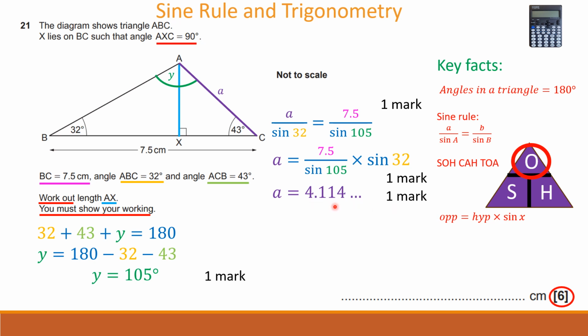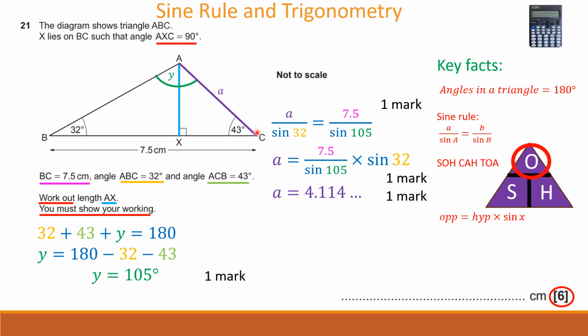You will need to use the entire of this value here when we're using the trigonometry in a minute to work out the distance A to X. So far we have got 4 out of 6 marks. Now we're looking at this right angle triangle here between A, X and C. We know the length from A to C. We know the angle in between here is 43 and we want to work out this side here.